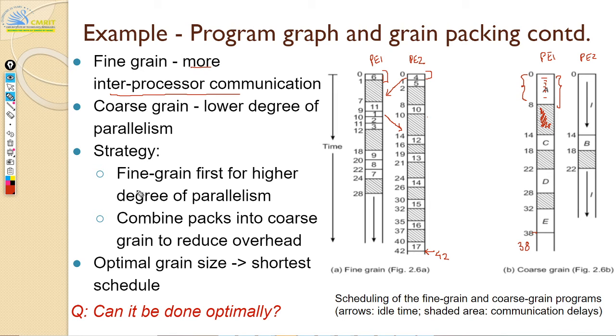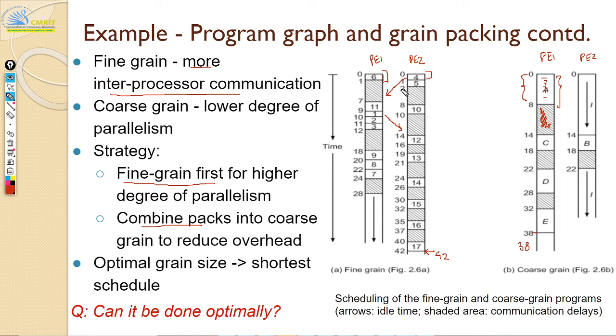So the strategy is this. We first did fine grain for a higher degree of parallelism, and we packed the grains to reduce the communication overhead, and we later did the scheduling. That is how you choose. The main question is, can it be done optimally? Can you do the scheduling optimally? How did we know that 6 and 4 has to be done first? If you were given this in your exam, you may not know, right? You would actually do 1 and 2 probably. Not only in an exam, if you are given this as an exercise, you will not know.